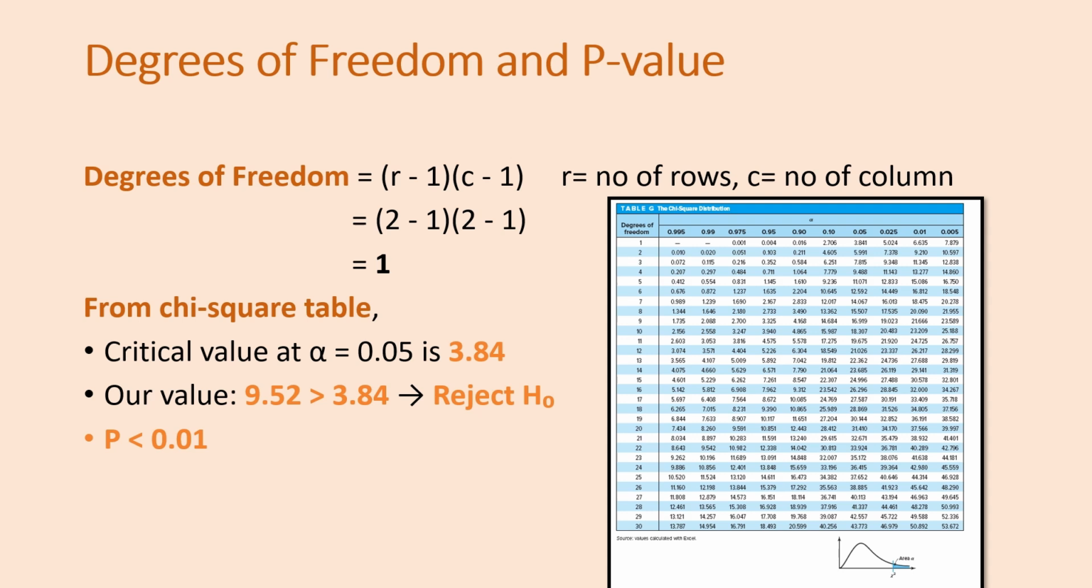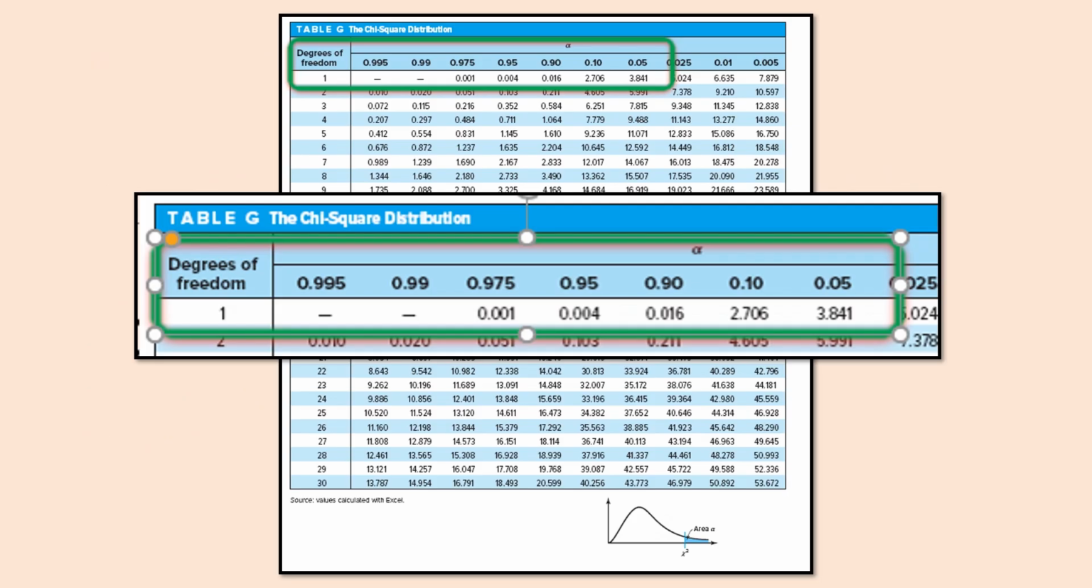Degree of freedom and p-value. Our degree of freedom is 1 and the tabulated value is 3.84. Our calculated value is 9.52, which is greater than 3.84. We reject our H naught. Our p-value is less than 0.01.